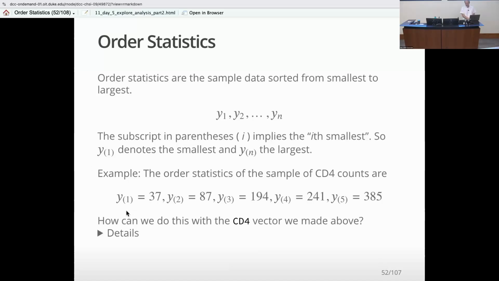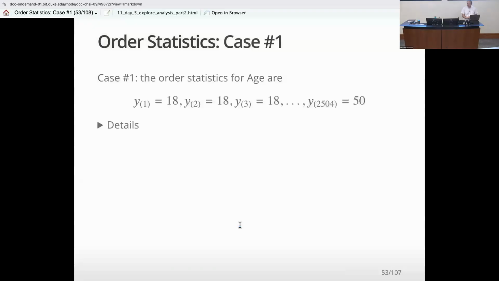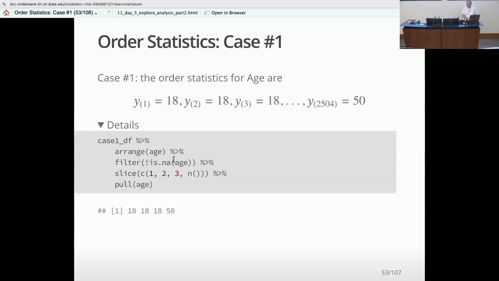So Y sub (1) in parentheses, if you look at this, is now sorted in order from smallest to largest. And if we wanted to do this in R with that CD4 vector that we made before, we can just call the sort function. Then we can also pull the age data from case 1 and put this in order. There are actually several different ways to do this.